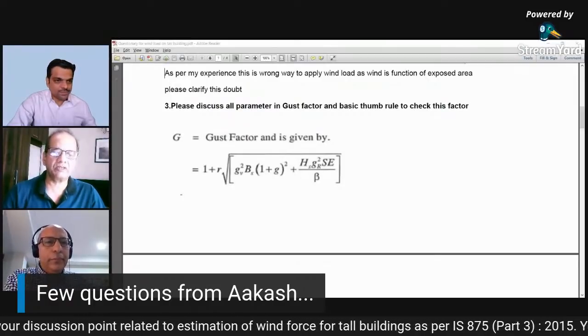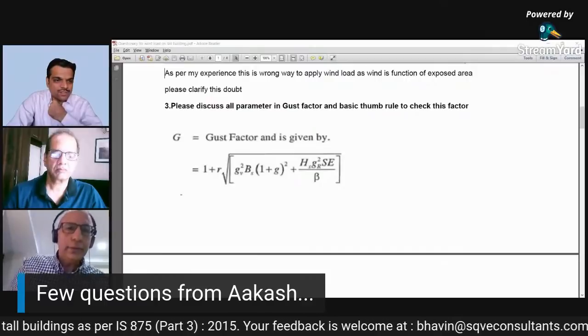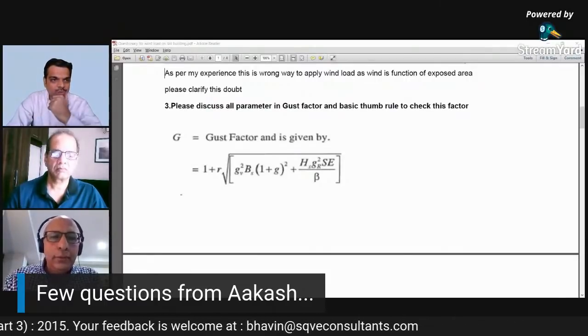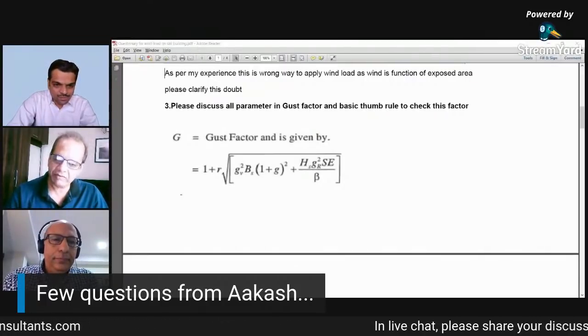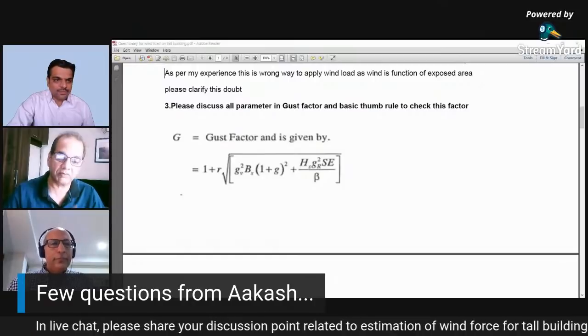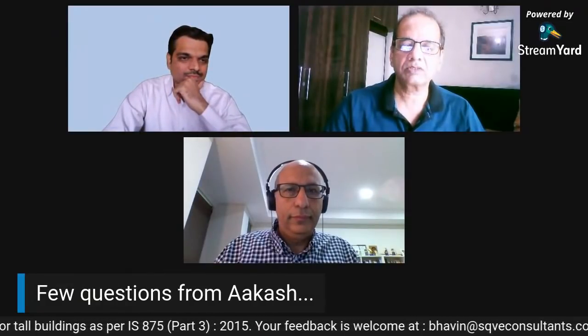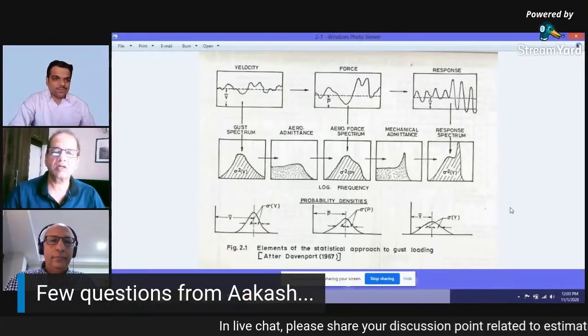Bhavin, is it possible that I can show something from my system? Yeah, definitely. Sure. You will have an icon of a share screen at the bottom. Please click on it, and then you'll be able to share it. Whatever Tony has said, I have a small diagram to show that. It comes from the Davenport's method itself. Okay. Share screen. It is visible to us now. It is visible to you.